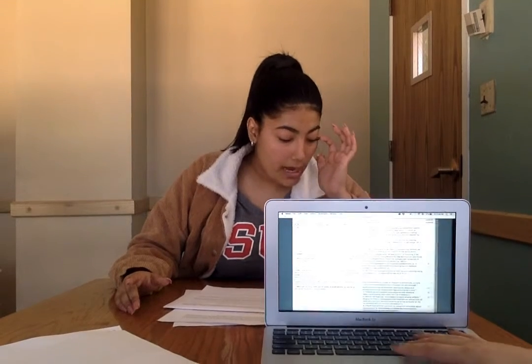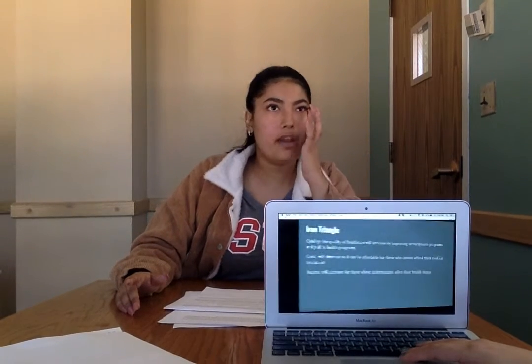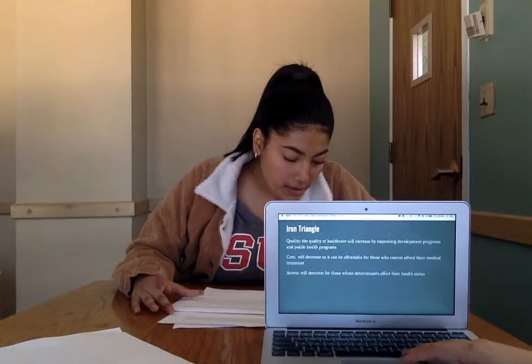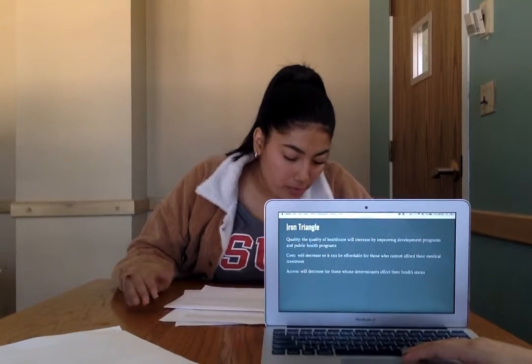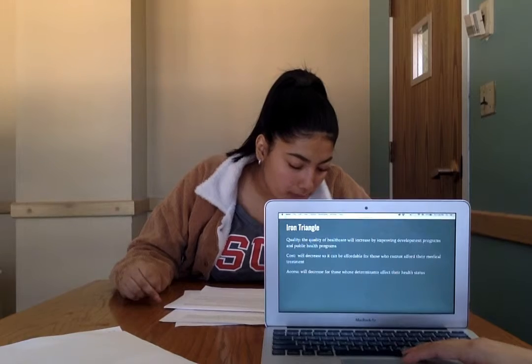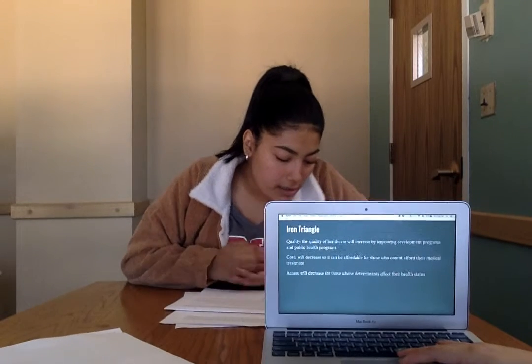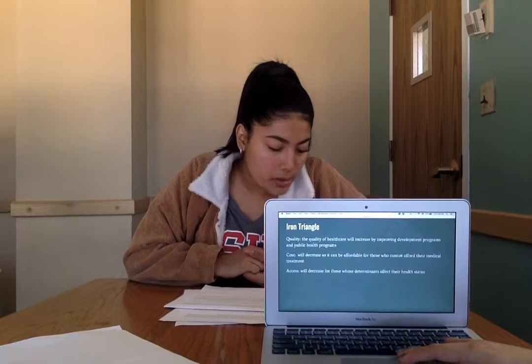And I'm going to talk about how this connects to the iron triangle. The quality of healthcare will increase by improving development programs and public health programs. Cost will decrease so it can be affordable for those who cannot afford their medical treatment.